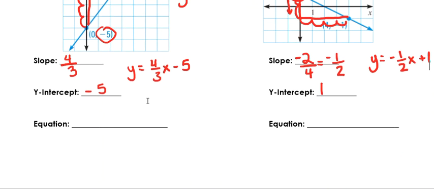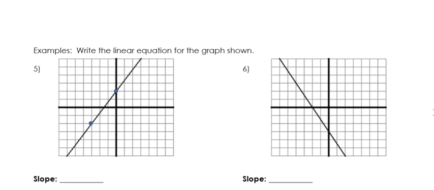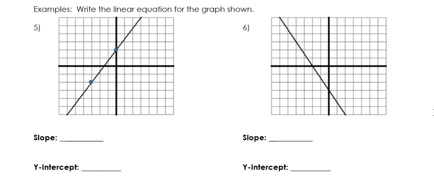You can't have negative, negative, because negative divided by a negative is a positive. Oh, I have the equations right here, but you can write them down there. All good. Write a linear equation of the graph shown.